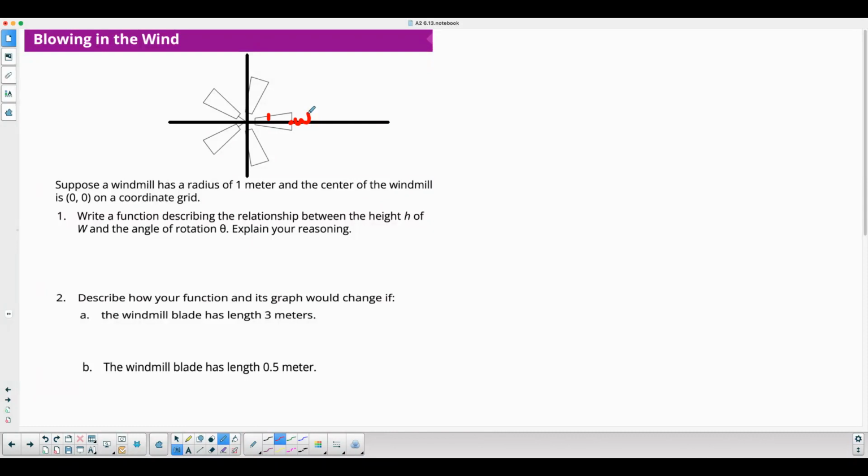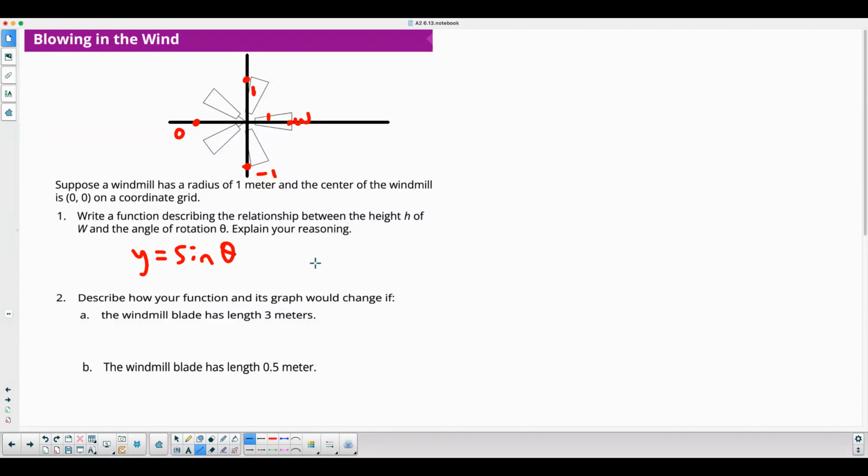So the height is going to start at 0 right here. And then when I go pi over 2, I'm up to 1 for my height. And then when I get back over here to pi, I'm at 0. And then when I get here to 3 pi over 2, I'm at -1. So that's going to look like a sine curve. It's going to look like y equals sine of theta. Why? Because I start at 0.